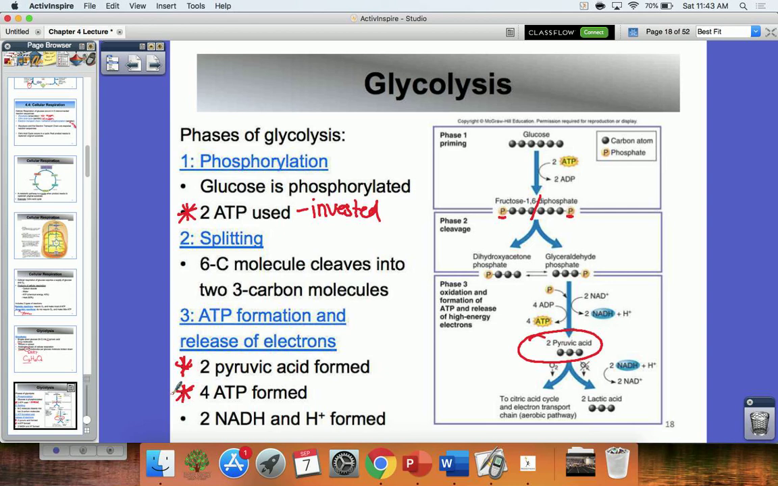Some other things that are formed are NADH and some hydrogen ions. And those 2 things will be taken all the way to the end, specifically the electron transport chain, where we're going to need a lot of high energy molecules to make most of our ATP. So, for glycolysis, we're splitting glucose into two pyruvic acid molecules, and both of those have 3 carbons. And in the end, we create 2 net ATP.